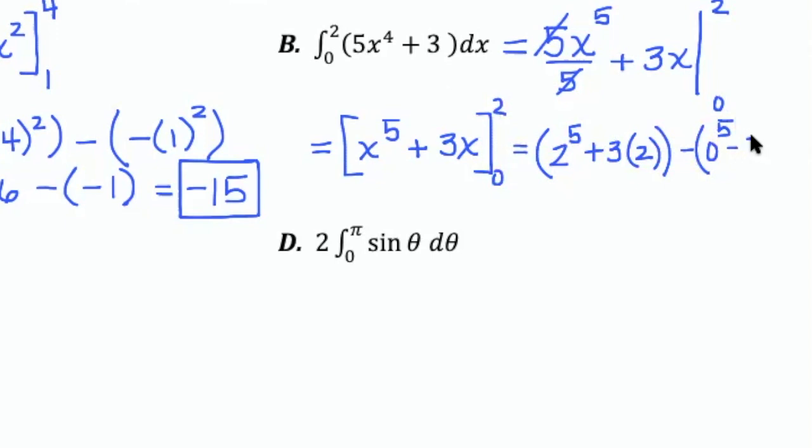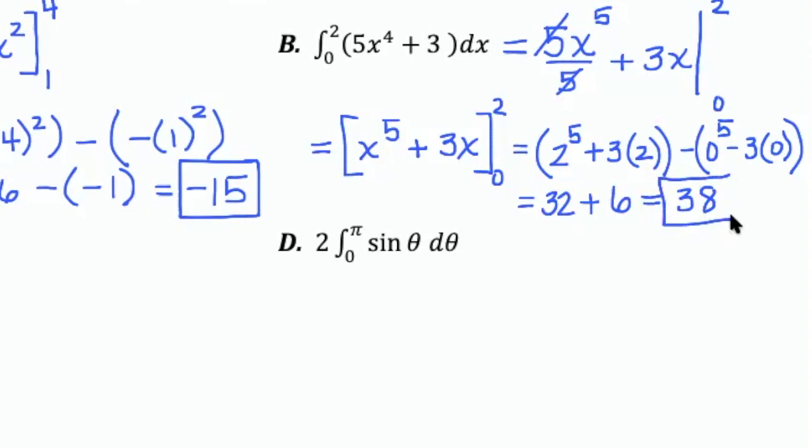And this is where, honestly, if I was doing this, I don't even bother writing that substitution because mentally I'm already ahead of myself. I know 0 to the 5th power minus 3 times 0 will be 0. So really, this integral takes on the value of just this first term, which is 32 plus 6, which is 38. So that would be the area under the curve.